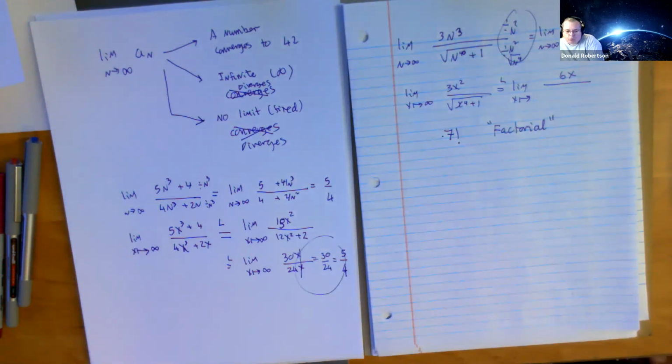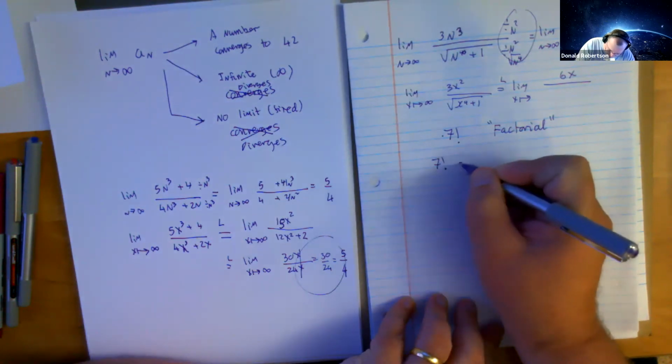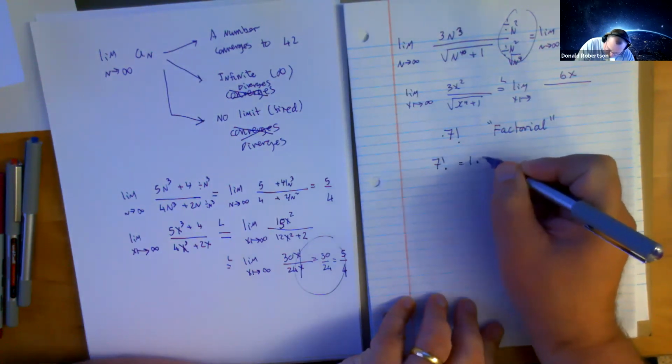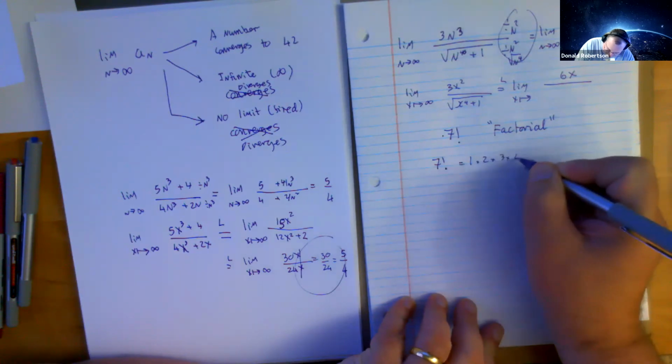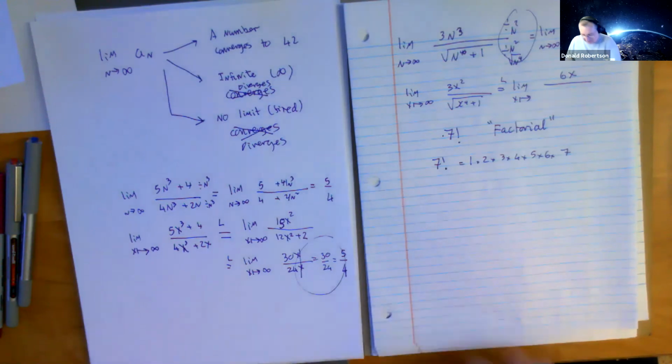Do you know anything, heard that term, seen it before? Great. For those who have not then, 7 factorial is 1 times 2 times 3 times 4. I'm only going to do this once. Here looks like that.